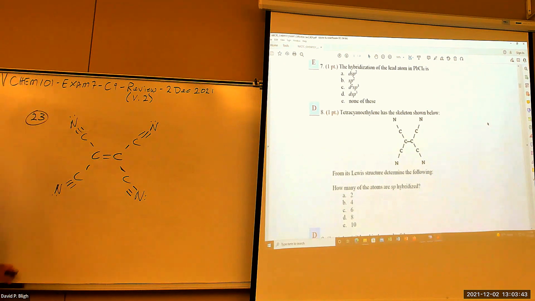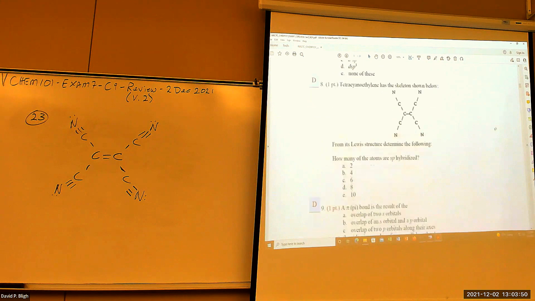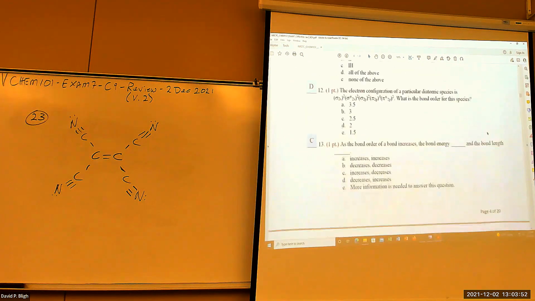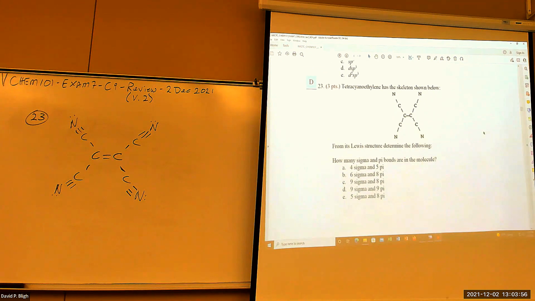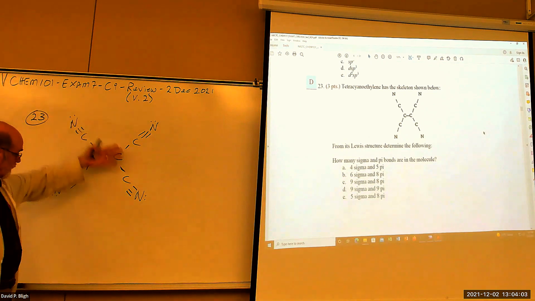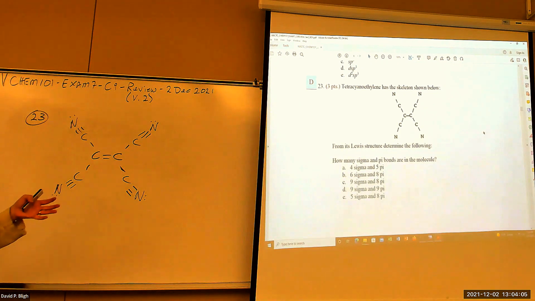And I don't want to have to draw the thing again. So let me scroll down to 23 and we'll knock that one out using this same structure. There we go. Okay. Using that same structure and with this Lewis dot structure that we've already drawn, now how many sigma and pi bonds are in the molecule?